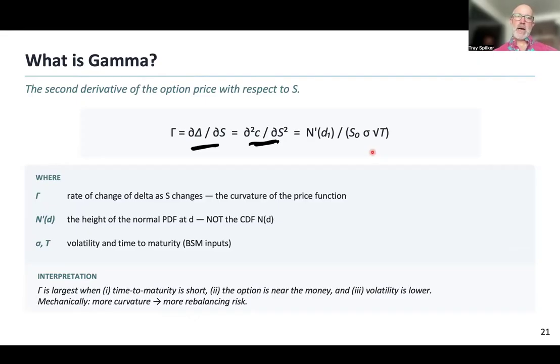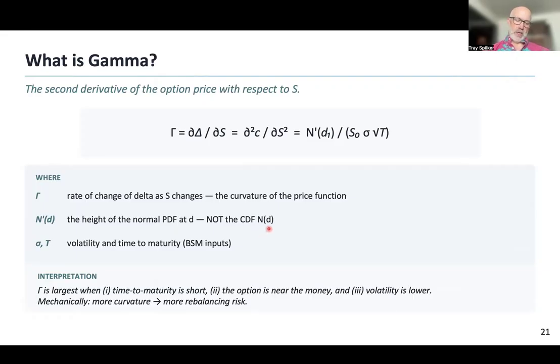Now, something to keep in mind here is that n prime of d1 is different than n of d1. Here, n prime represents the height of the bell curve under the normal distribution. So this is the normal PDF, we call it the probability density function. So it's the height of that point on the curve at d. It's not the entirety, it's not the entire cumulative distribution function at n of d.